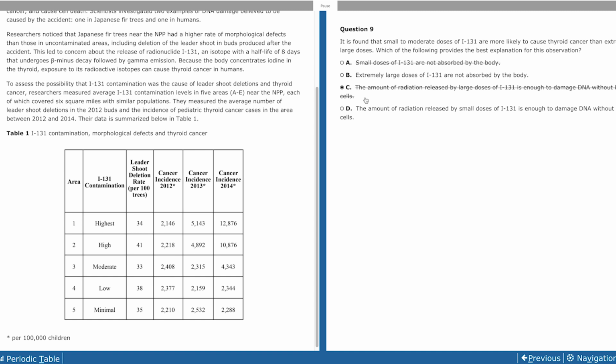B just seems weird, right? The body's going to absorb what the body's going to absorb. I don't know why it wouldn't absorb large doses. It's like, oh, that's too much radioactive iodine, I don't want you right now. So B just doesn't make sense logically, and so I'm going to go with D.